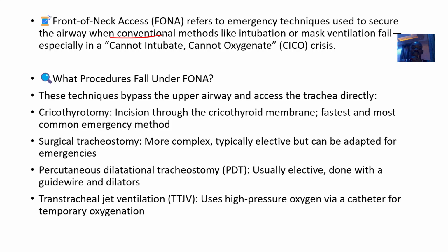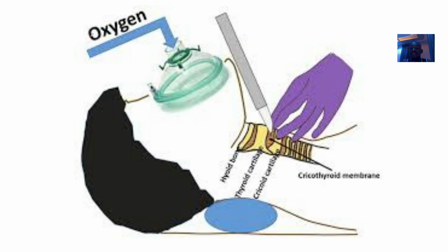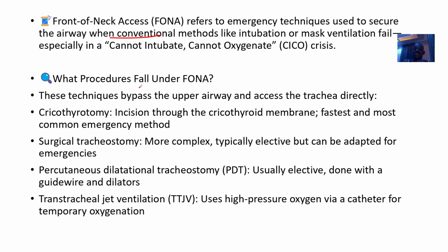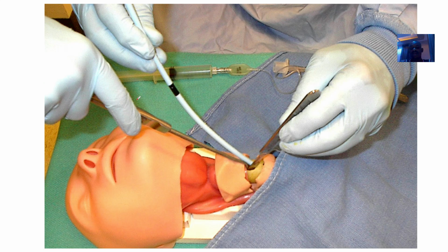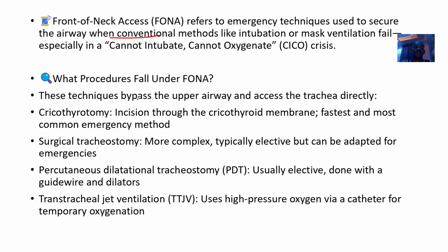All right. So what procedures fall under the FONA? So there are different procedures. Do you understand? There are different procedures. You are trying to bypass the upper respiratory airway. All right. You're just trying to access the throat directly, not from the mouth, not from the nose. Okay. So cricothyrotomy. This one is incision through the cricothyroid membrane. Okay, it is the fastest and most common one used.